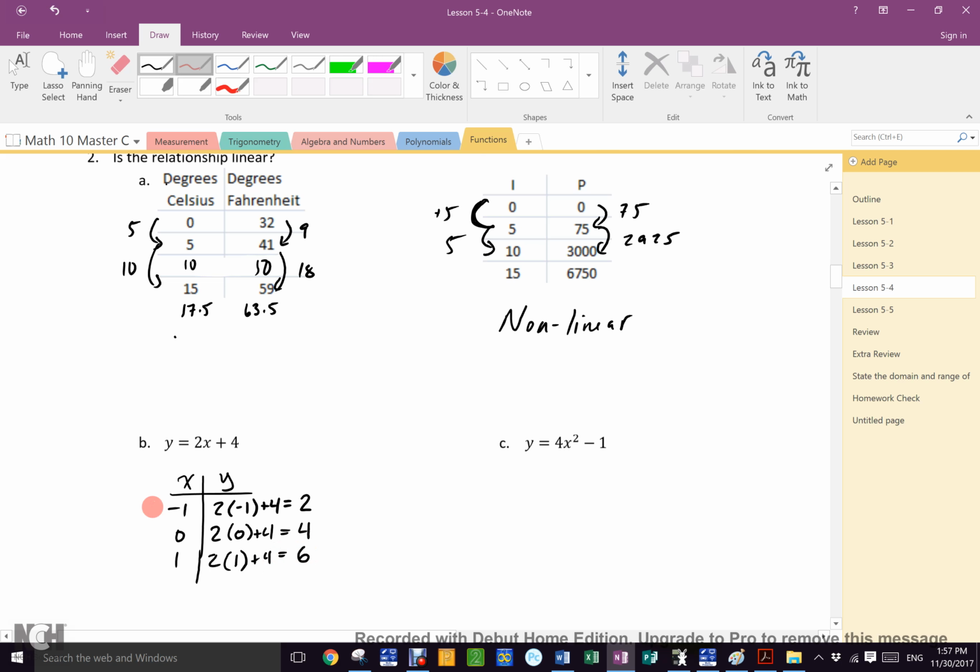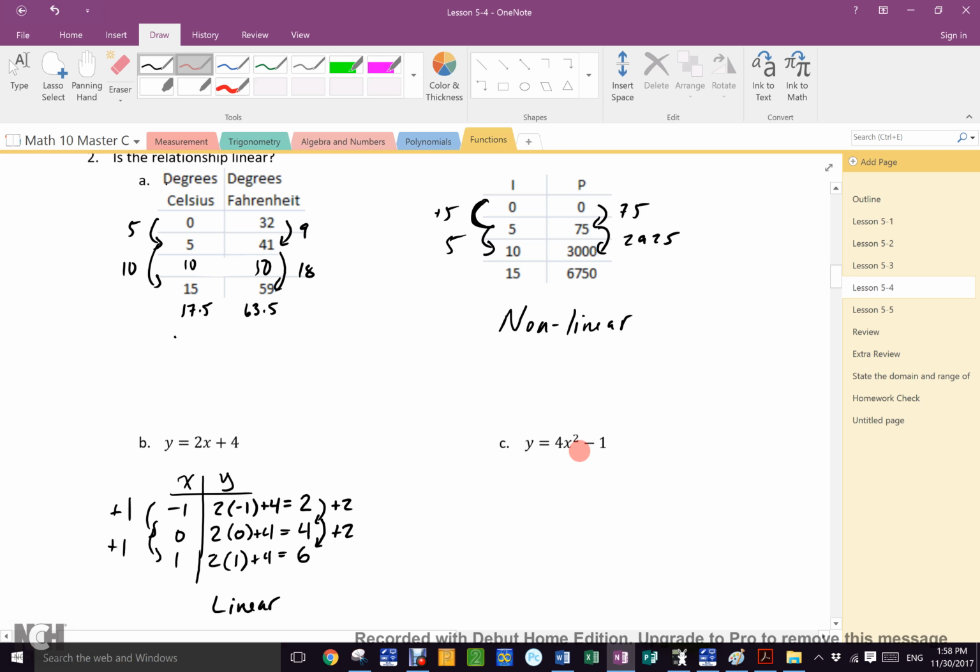And then let's check. That's going up by what? 1. What's that going up by? 2. Did it repeat through 3 points? So is it linear? Nice.